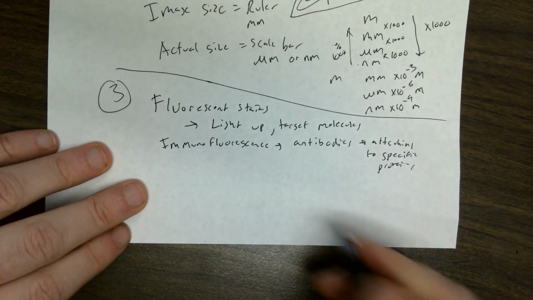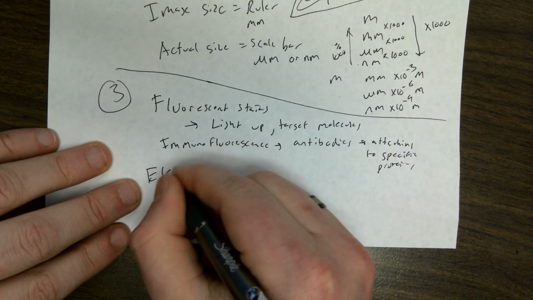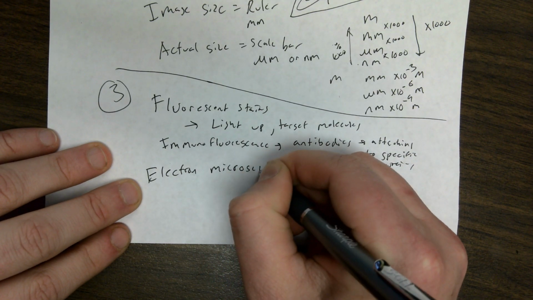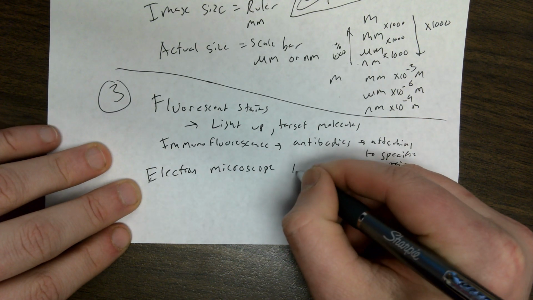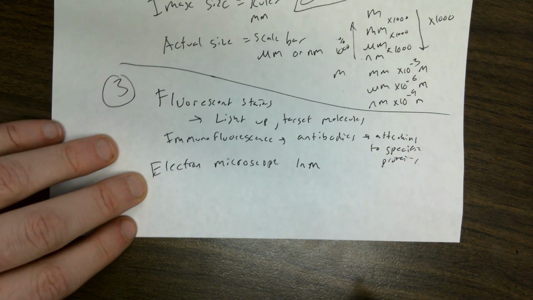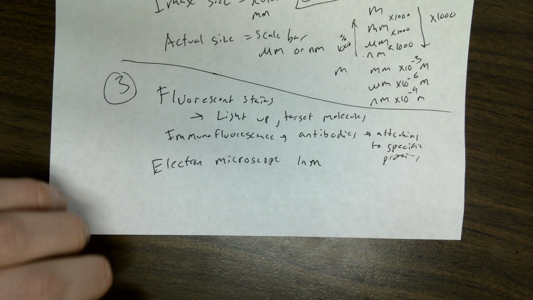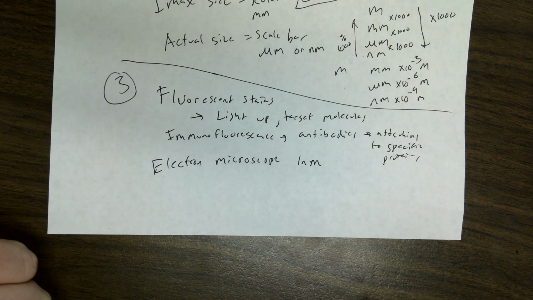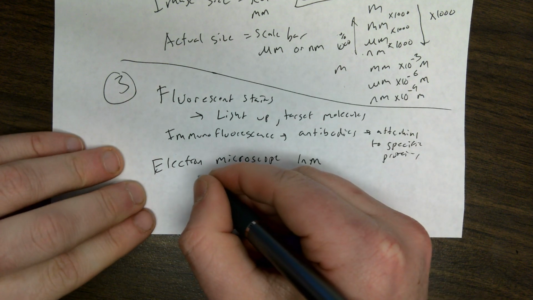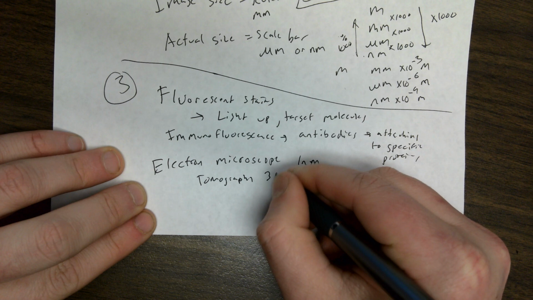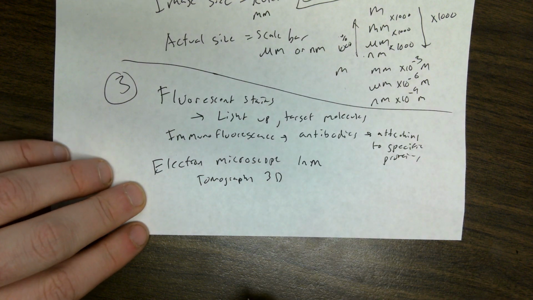Next, the electron microscope. It allows us to see really, really small things. It's got a 1 nanometer resolution compared to the light microscope, which is about 400 to 700 nanometers, the wavelength of light. So we can see things that are a lot smaller with the electron microscope. We can also use tomography to get 3D images.